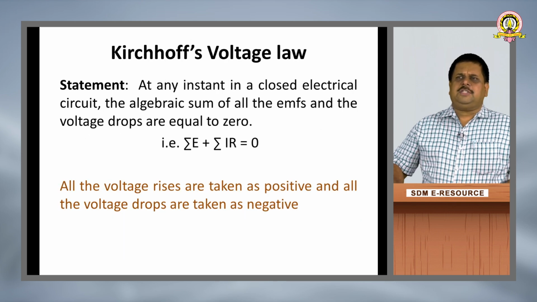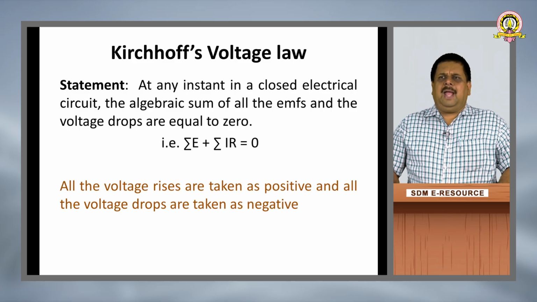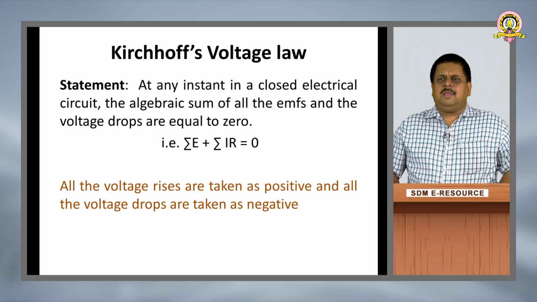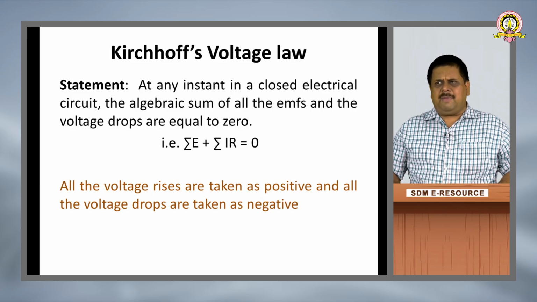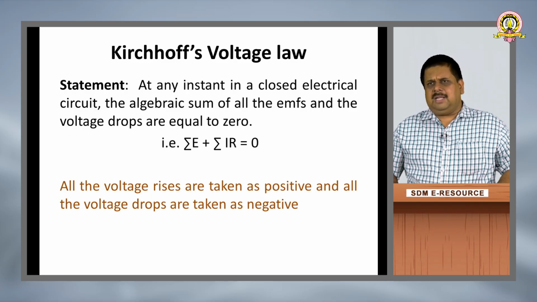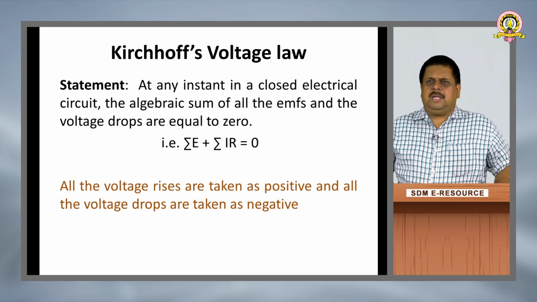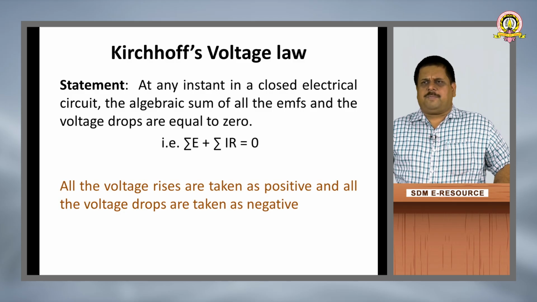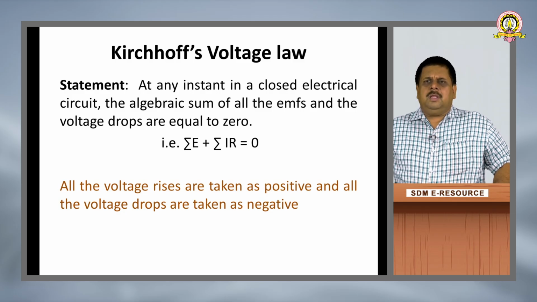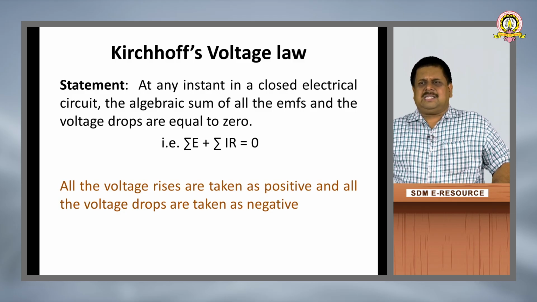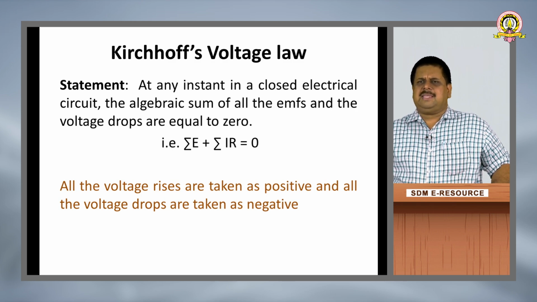Next, let us see Kirchhoff's voltage law. At any instant of time, in a closed electrical circuit, the algebraic sum of all the EMFs and the voltage drops is equal to 0. That is, the sum of all the voltages plus voltage drops equals 0. All the voltage rises are taken as positive and all the voltage drops are taken as negative.